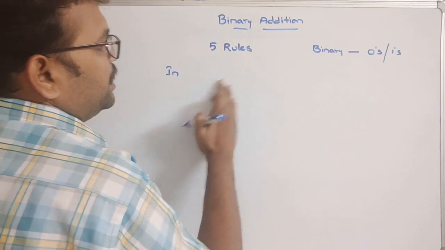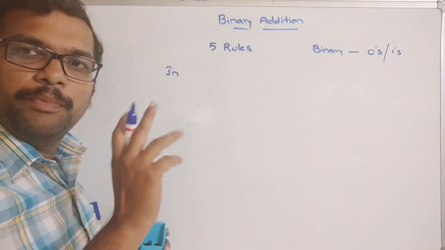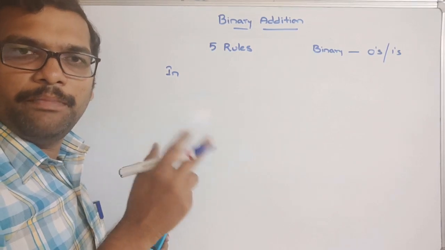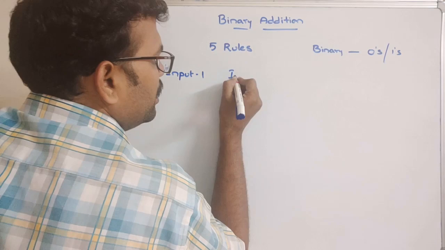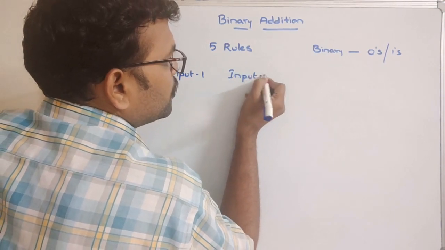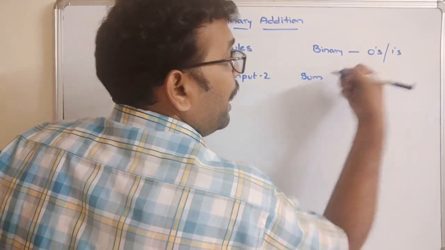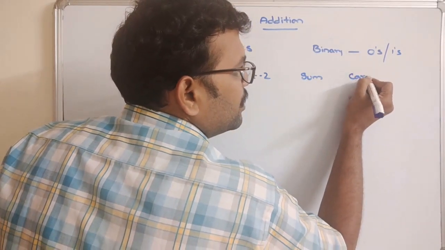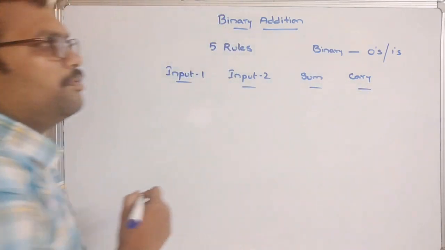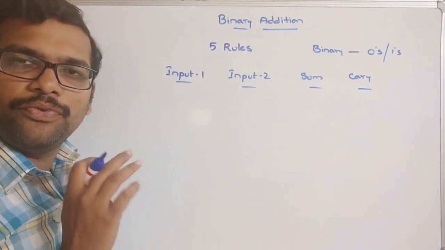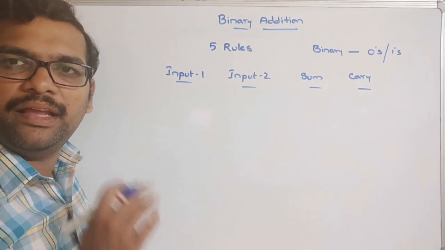Next, if you want to add two binary numbers, that means we require two numbers, right? So input 1, similarly input 2, and what would be the result? Sum, and what would be the carry? Which will be carried forward, right? Now we need to follow this table.